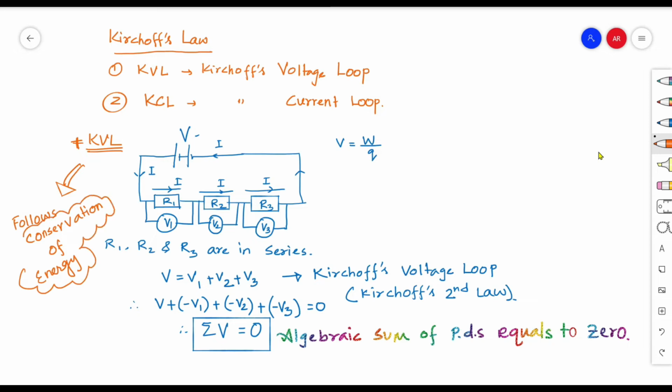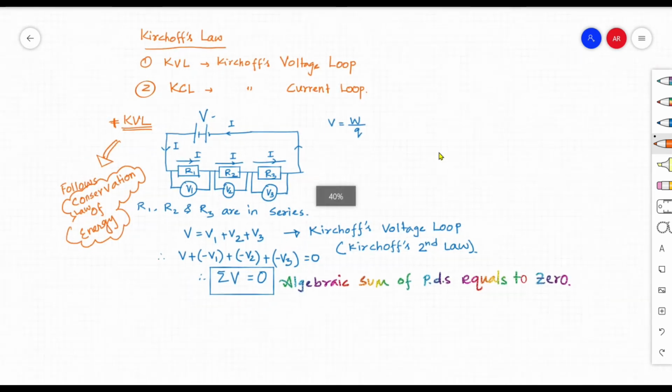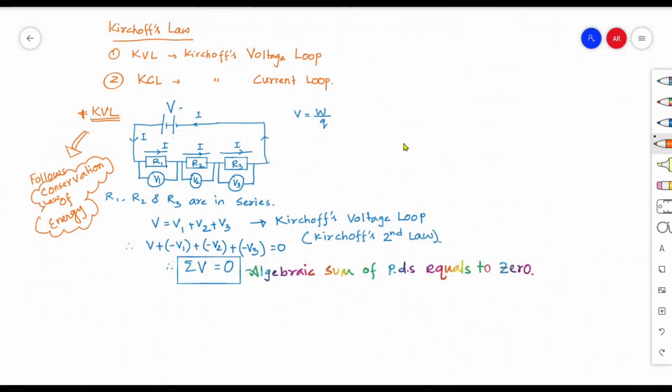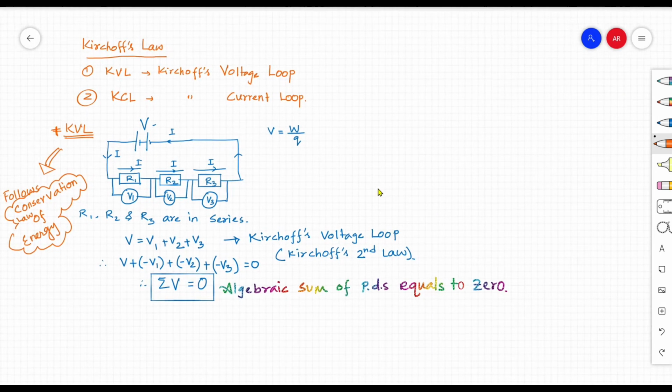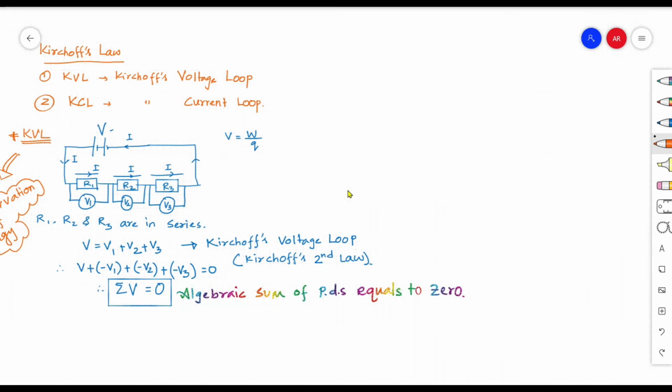Nothing more, nothing less. Whatever energy it gained from the battery, that energy has to be used up while flowing through the circuit. So energy per unit charge is the PD, the voltage, and here we equated V with V1 plus V2 plus V3. There are no other resistances, so V1, V2 and V3 combined equal the voltage of the battery, what we call the EMF.